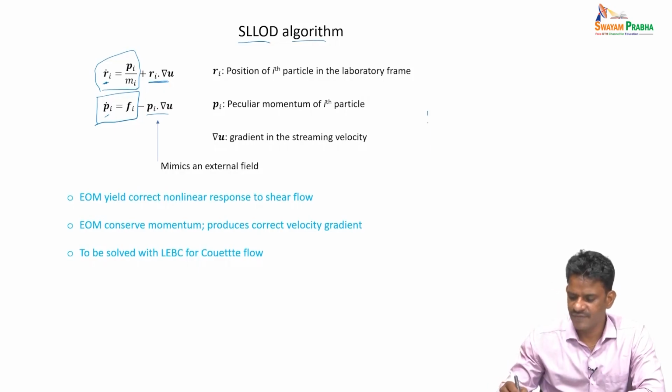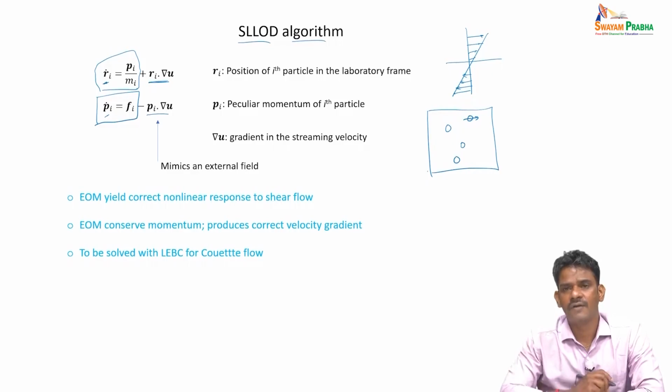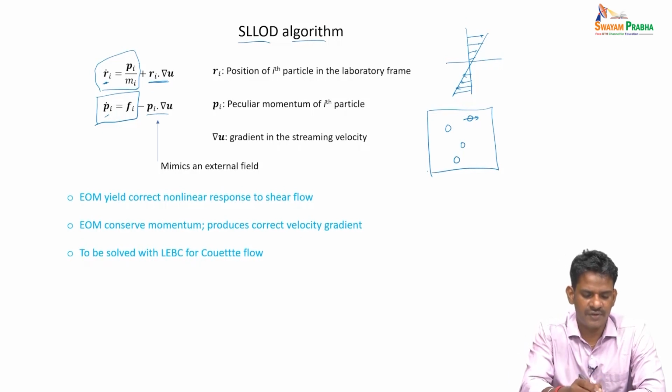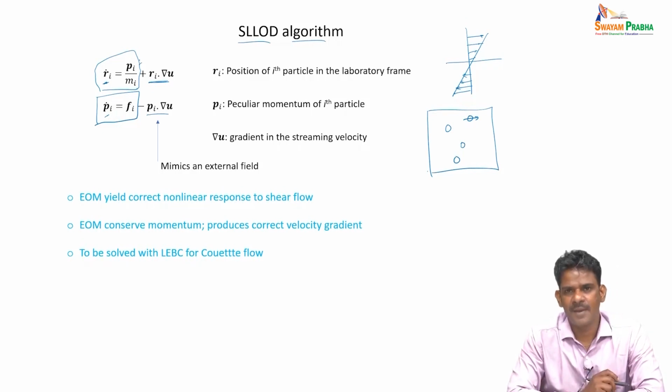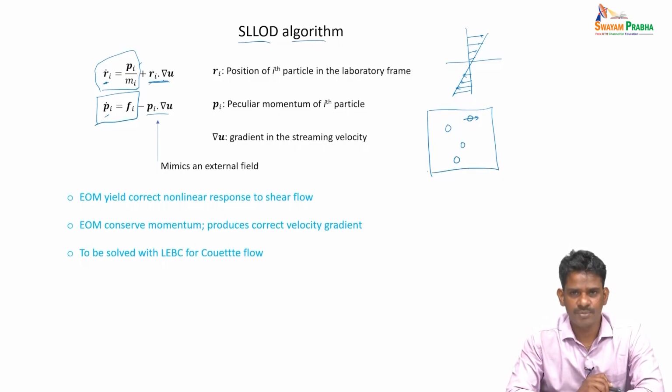So, what this means is, if I have a simulation box, we know that the velocity profile should have this kind of profile. So, any particle in the system, depending upon its y coordinate, would have a different amount of velocity because of the imposed shear. So, the way we do this SLLOD algorithm is, we start with our standard Hamiltonian mechanics and add additional terms so as to mimic the effect of imposed shear.